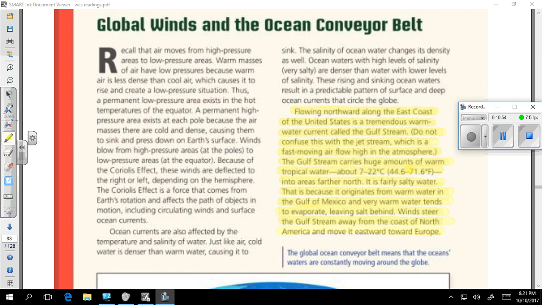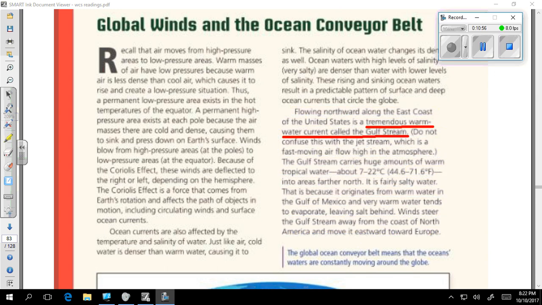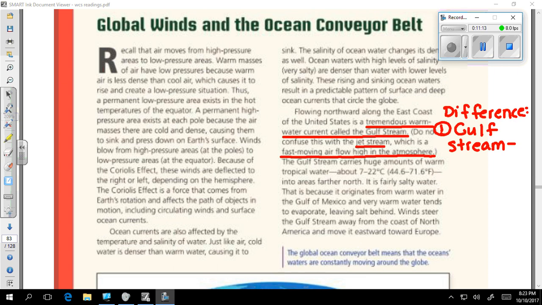Okay, so the first thing that I need you to underline is that this is a warm water current called the Gulf Stream. And then I need you to underline the word jet stream, which is a fast-moving air flow high in the atmosphere. So you need to know the difference between the Gulf Stream and the jet stream. Okay, so I need you to write difference, and the Gulf Stream is a warm water current.